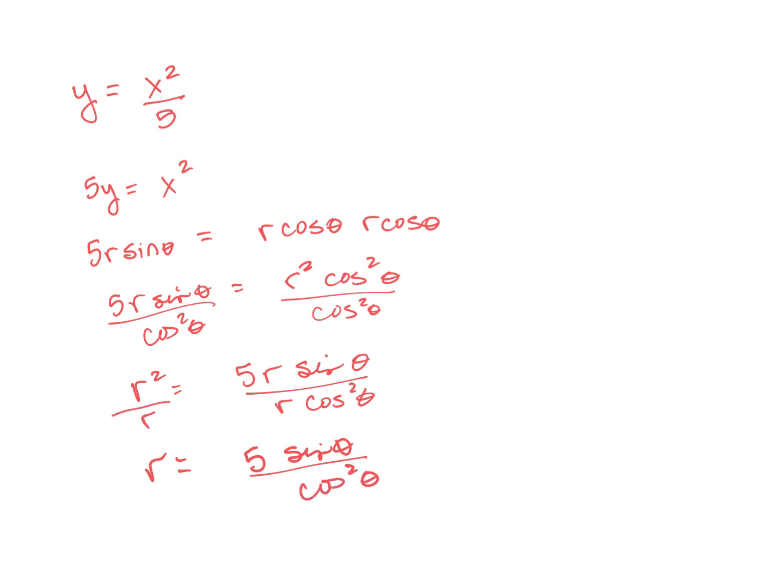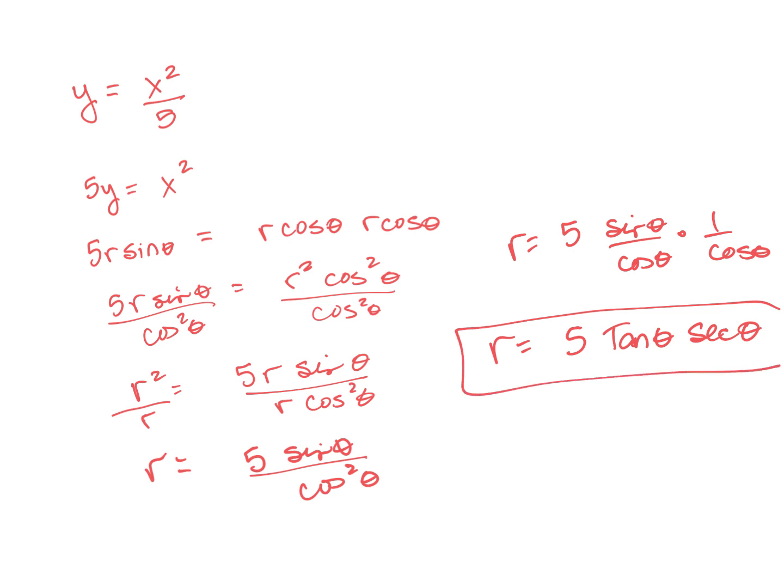I get r = 5 sine of theta over cosine squared of theta. When you clean it up, you've got r = 5, can't do anything with that. You've got a sine theta over cosine of theta, and you have a 1 over cosine of theta. I just subtract, left one cosine with the sine, which is r = 5 tangent of theta secant of theta. That's the cleanest way to leave it.